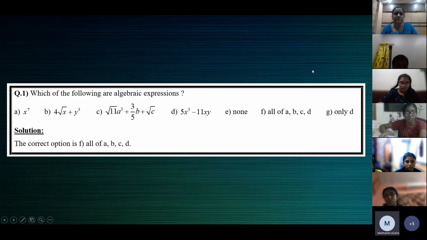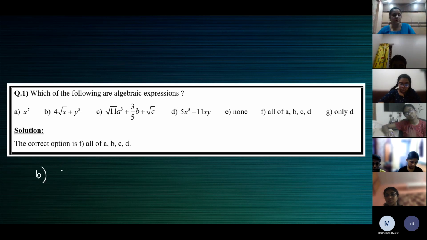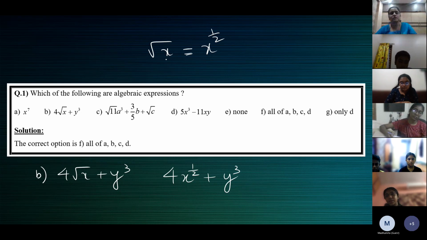No, ma'am. Why? A variable cannot have a root in its power. That gives x power 1 by 2. Yeah. So in option B, 4 root x plus y to the power 3 is nothing but 4x to the power 1 by 2 plus y to the power 3. Root x, when you express this in the exponential form, it is x to the power 1 by 2.